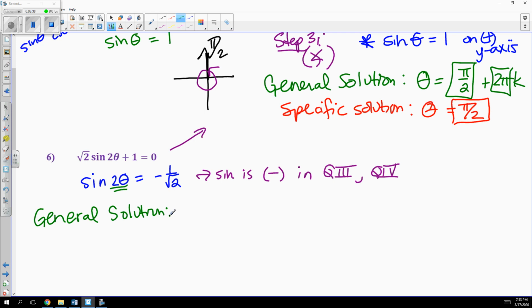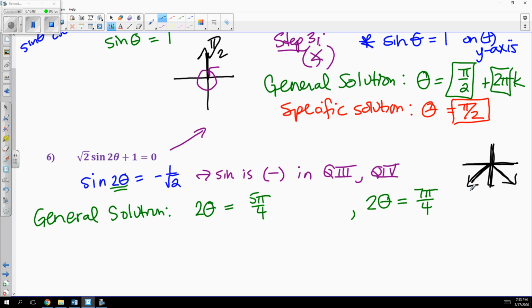Your general solutions are going to start off like this: 2 theta is equal to, and we end up with, what are the angles in quadrant 3? That would be 5 pi over 4. And then also 2 theta equals, and in quadrant 4, it's going to be 7 pi over 4. I left a lot of room because I still want you to think about what you're going to have to add. Is there a constant value? 5 pi over 4 is here, 7 pi over 4 is here.